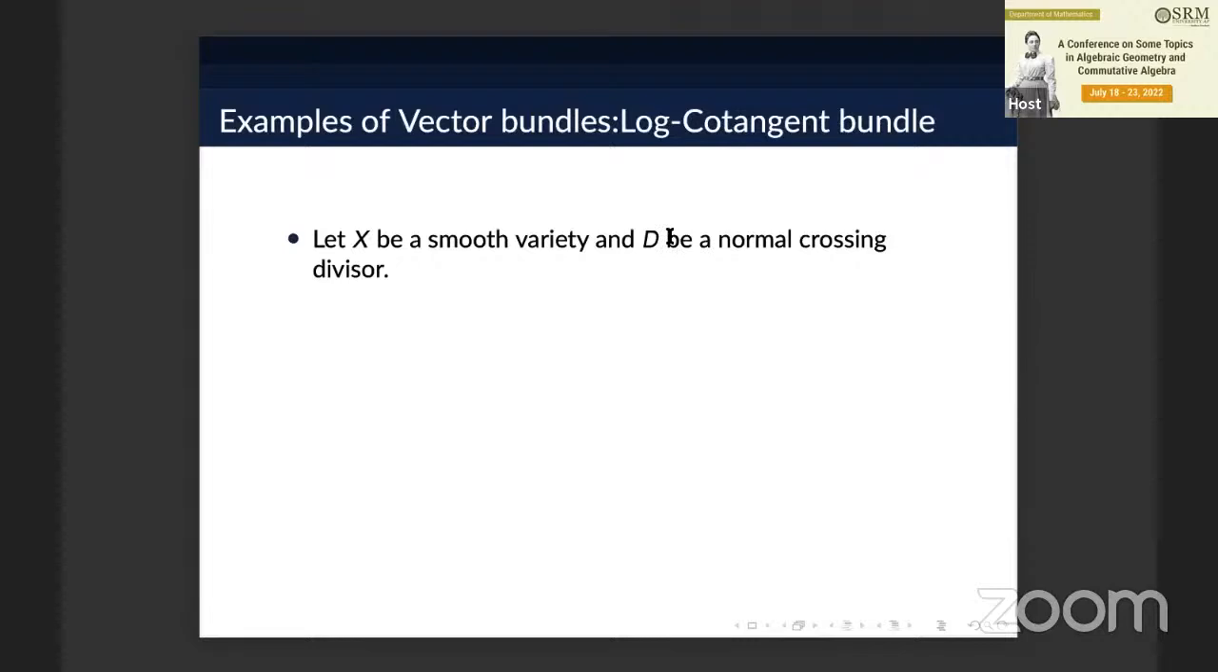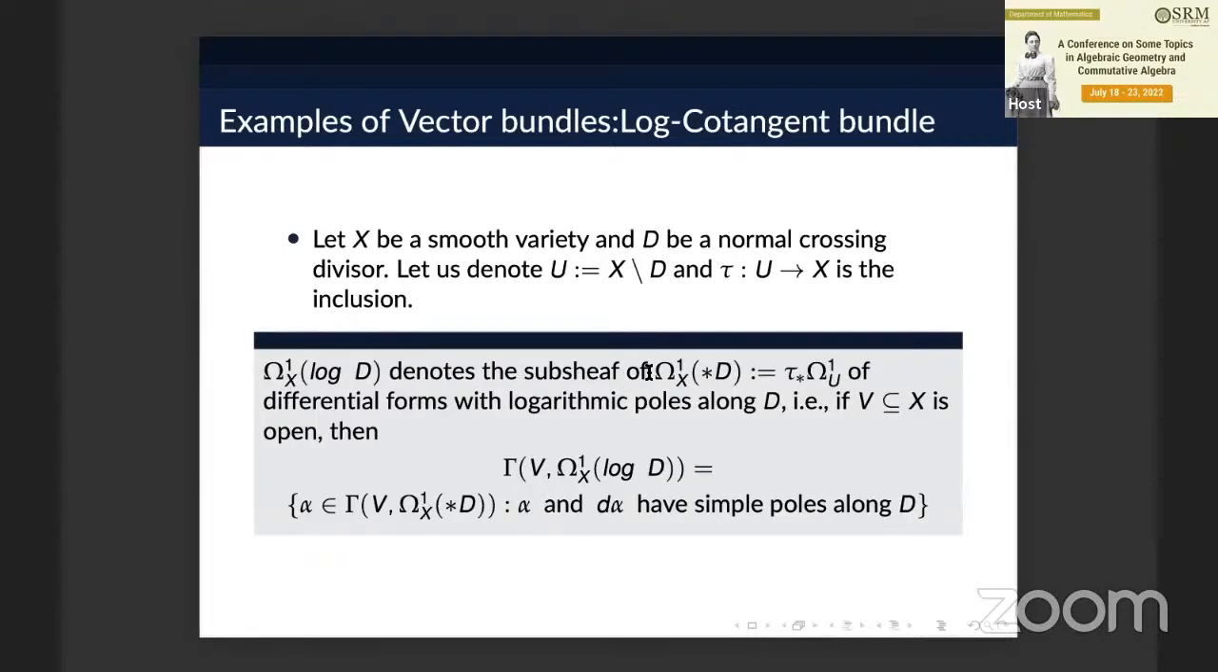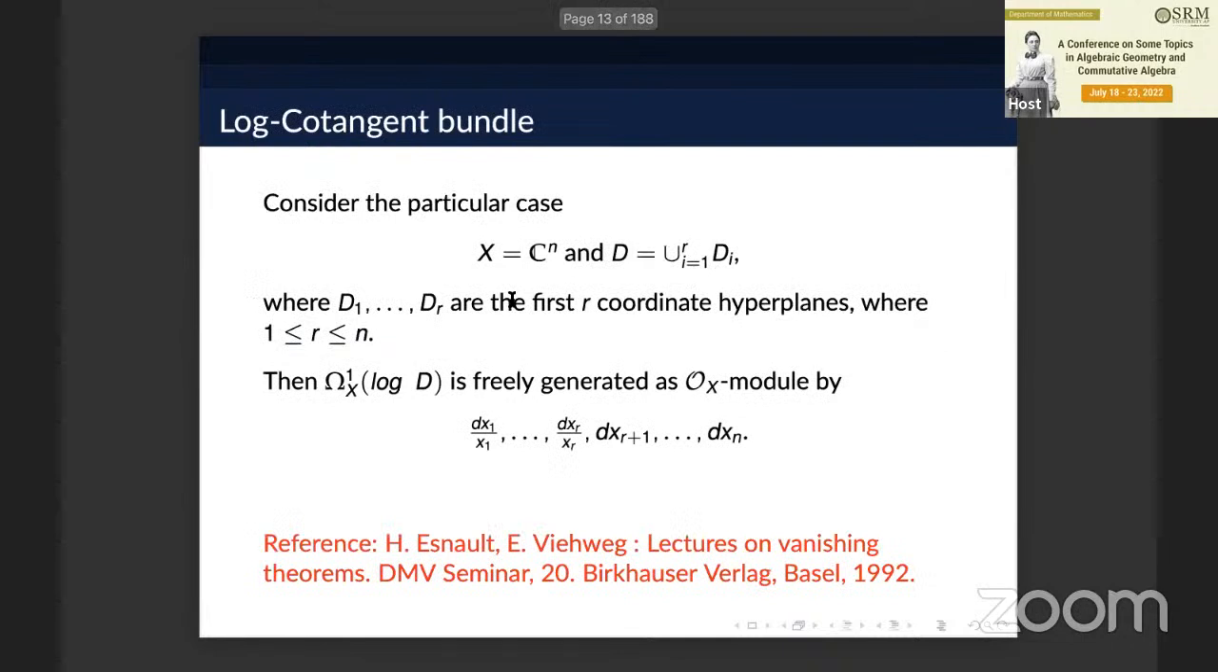Okay, so given this setup, we can define what is called the log cotangent bundle. It is a subsheaf of meromorphic differential forms which has logarithmic poles along D. So for every open set V in X, the sections of this sheaf are all those meromorphic forms alpha such that alpha and d alpha have simple poles along D. So in a particular case, as in our example, when X is the affine space and D is a union of the first r coordinate hyperplanes, the log cotangent bundle is freely generated as an OX-module by d log x1 up to d log xr, because I have taken the union of the first r hyperplanes, and then the usual ones.